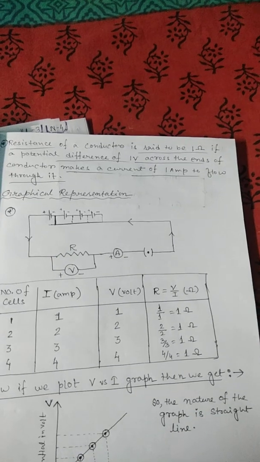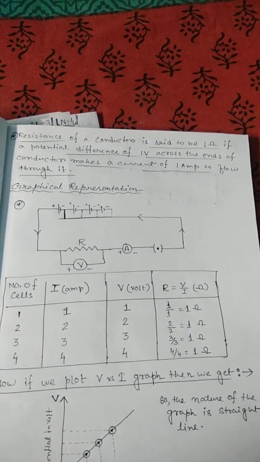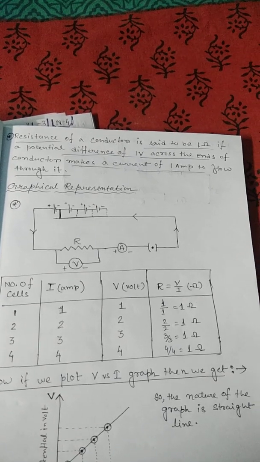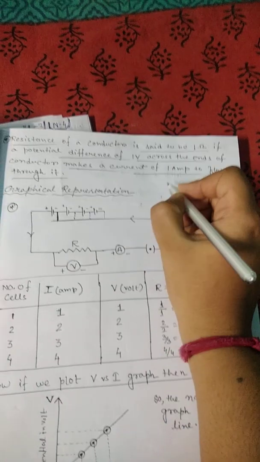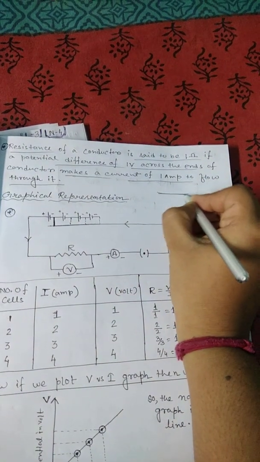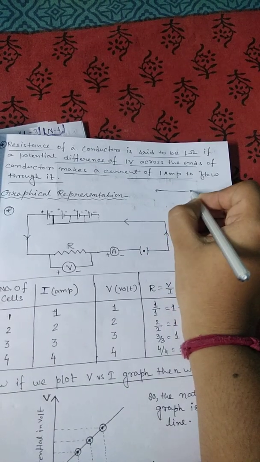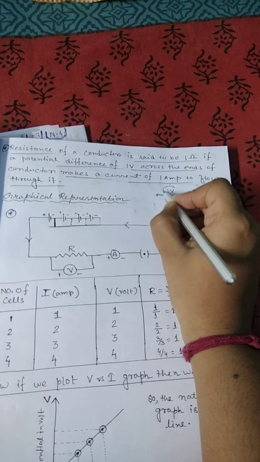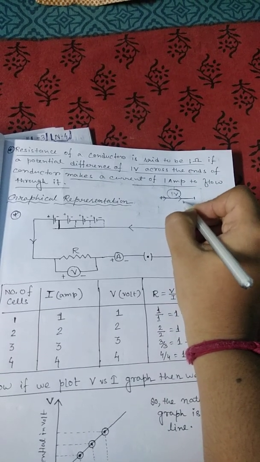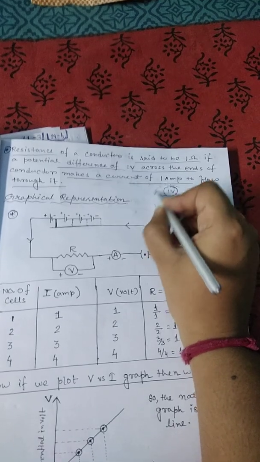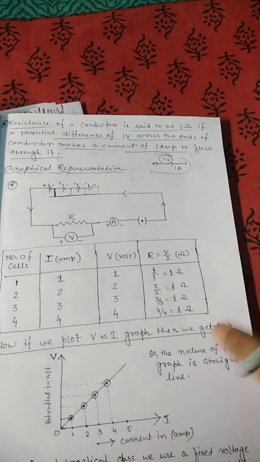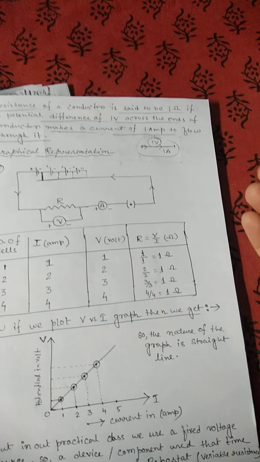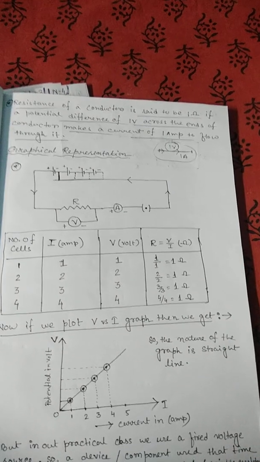The resistance of a conductor is said to be 1 ohm if a potential difference of 1 volt across the ends of the conductor makes a current of 1 ampere flow through it. That means suppose this is a conductor, a conducting wire. If the potential difference across the two ends is 1 volt and due to this potential difference the current flowing through it is 1 ampere, then we say that the resistance of this conductor is 1 ohm. So this is the definition of 1 ohm. This is a very important topic in this chapter, and many questions, 1 marks and 5 marks, will come from this chapter.